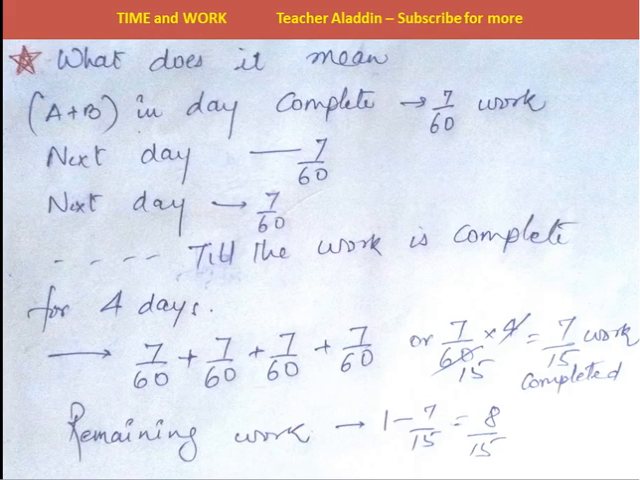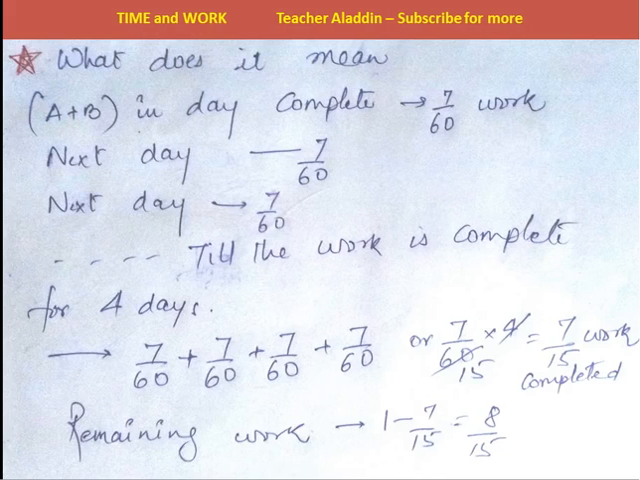Now what does it mean? Now if A and B in one day complete 7 by 60th of the work, what does it mean? It means the next day, if A and B work, they would still complete 7 by 60 of the work, and the next day they would again complete 7 by 60 of the work. So 7 by 60 of the work is done every day. Now this will be done till the work is complete. So 7 by 60 first day, 7 by 60 second day, 7 by 60 third day, and so on till the work is complete.